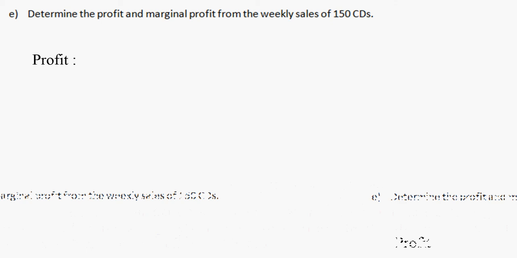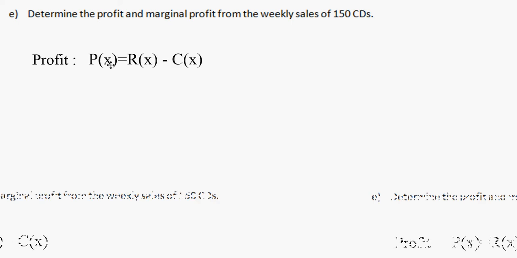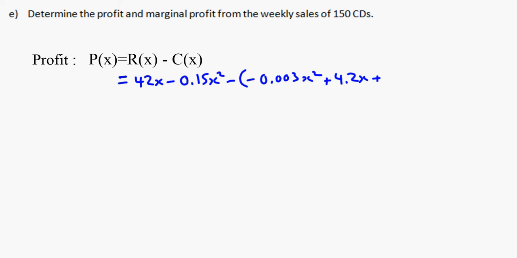Let's talk about this. Determine the profit and marginal profit for selling 150 CDs. So again, if we recall here, profit is equal to P of x equals R of x minus C of x. So if I do this here, R of x is equal to 42x minus 0.15x squared, as I saw before, minus negative 0.003x squared plus 4.2x plus 3,000. So I get this.